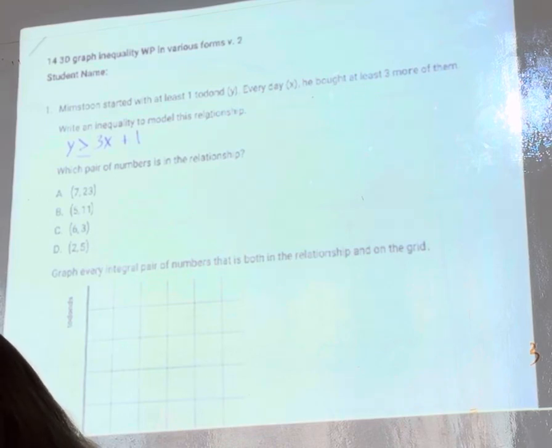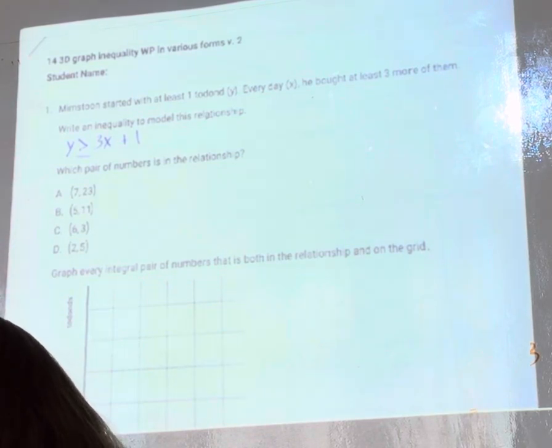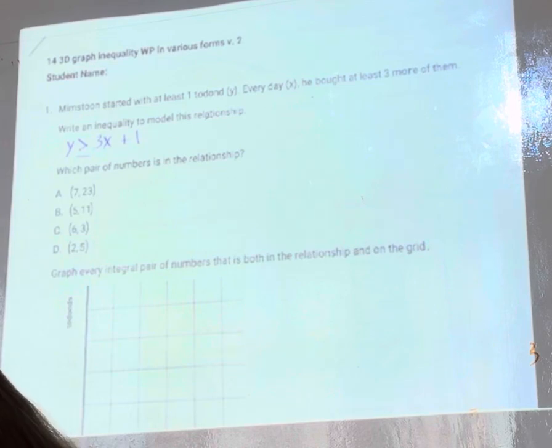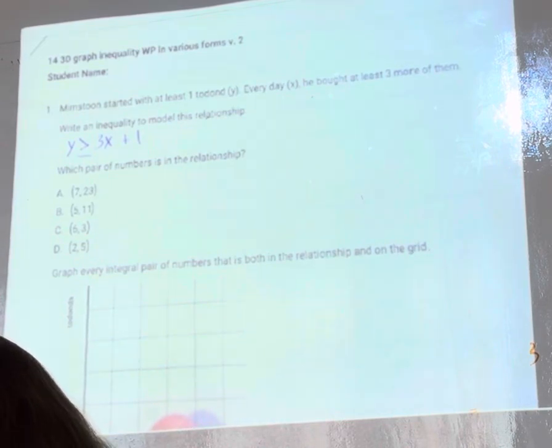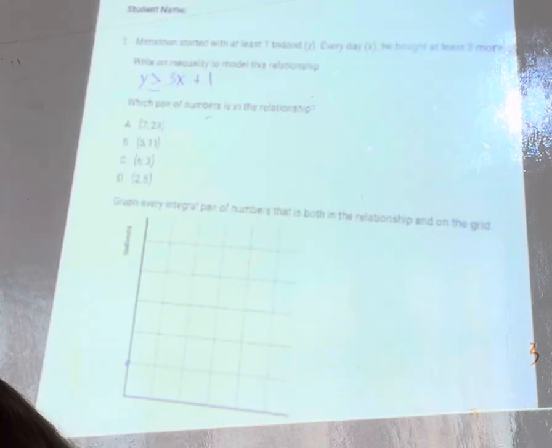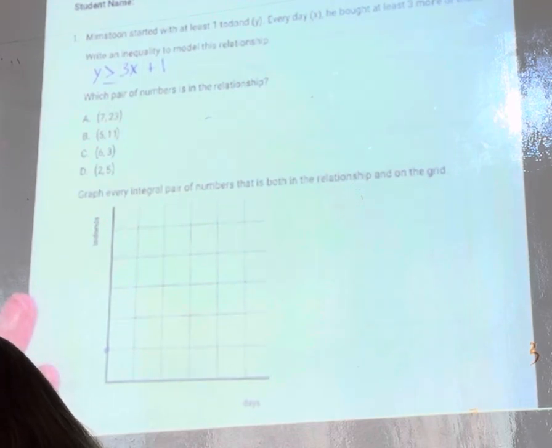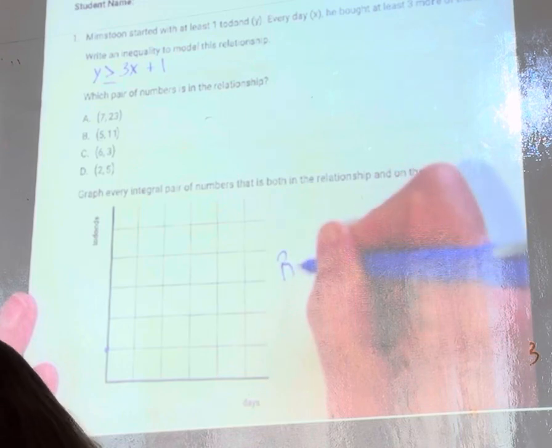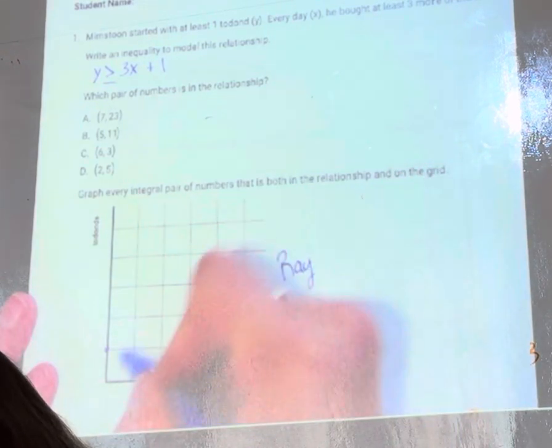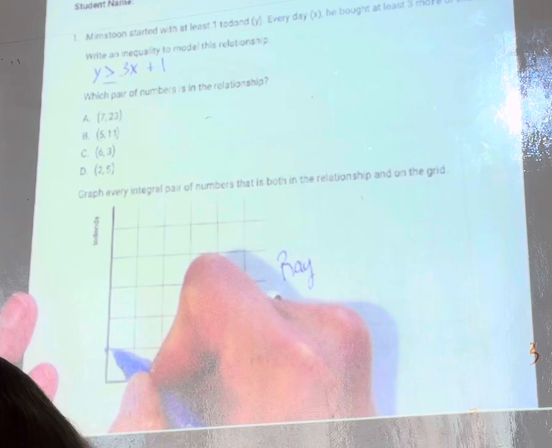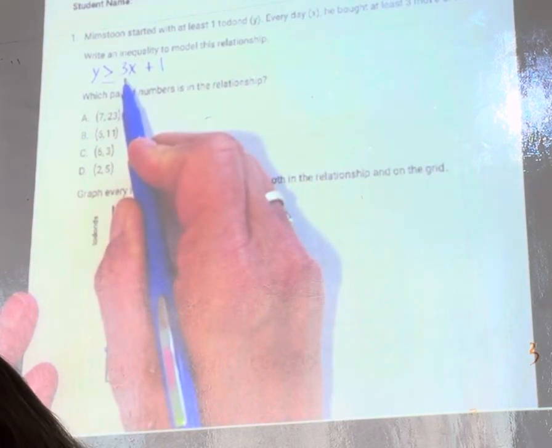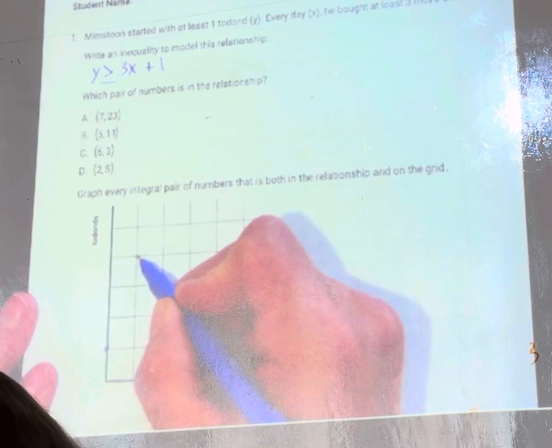So for me, I like to graph it before I try to pick my points. So if we leave everything at a scale of 1, my y-intercept is going to be at what? 1. Is this going to be a segment or a ray? A ray, because my slope is positive. And then I'm going to go up how many? What's my slope? 3. So up 3 and over 1.